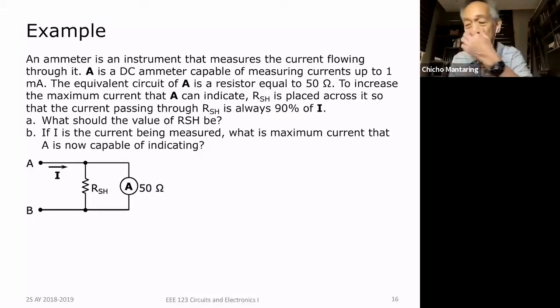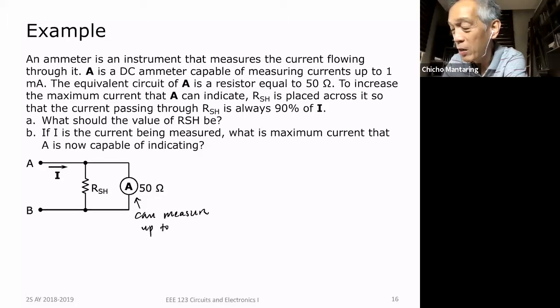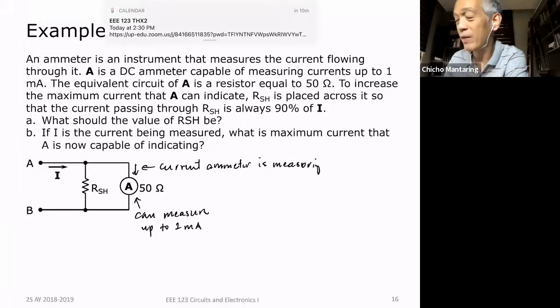I'll just go through this last example. I'll do it very quickly. An ammeter is an instrument that measures the current flowing through it. So an instrument that measures current is called an ammeter. This is a DC ammeter capable of measuring currents up to 1 mA. What current is it measuring? This is the current the ammeter is measuring.